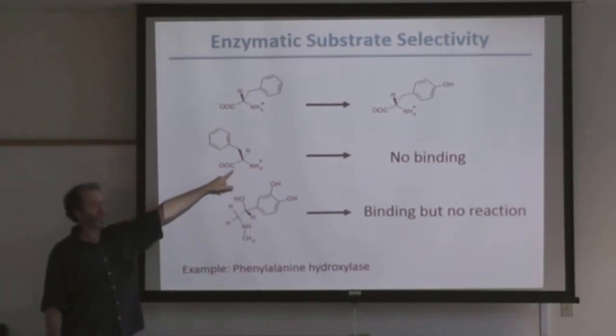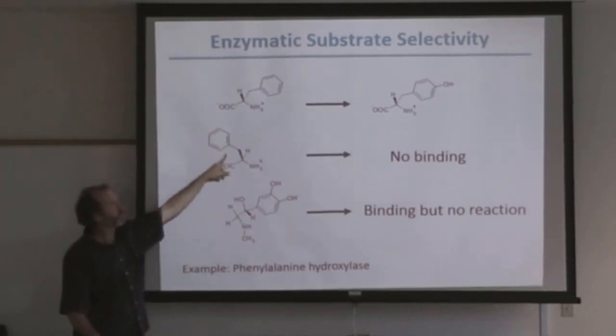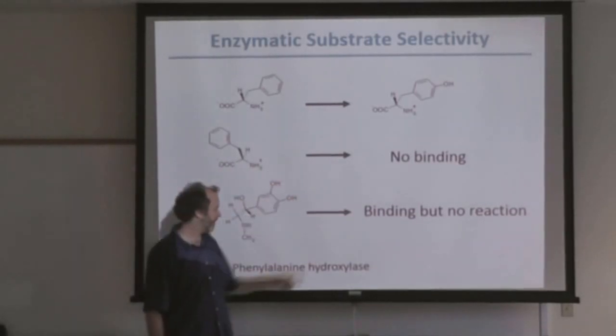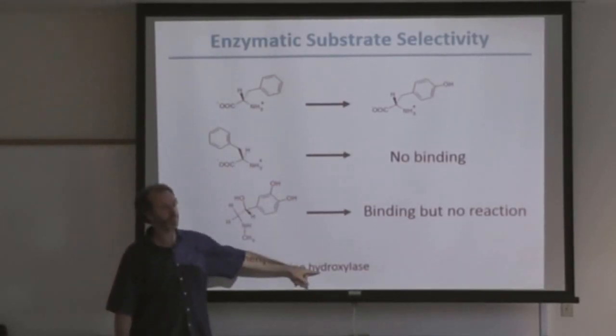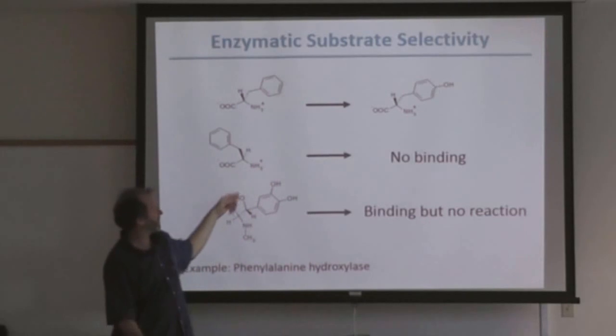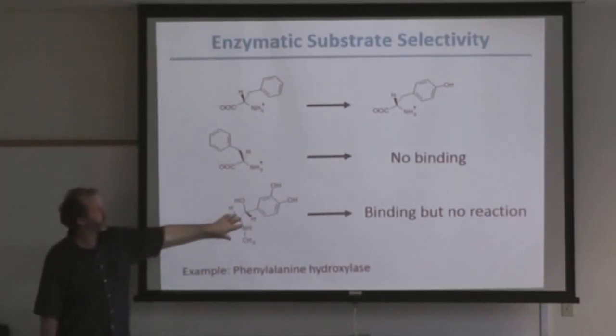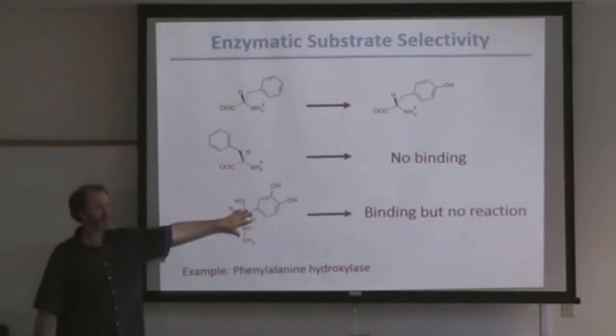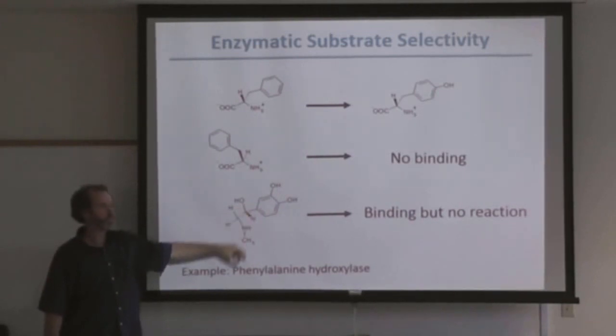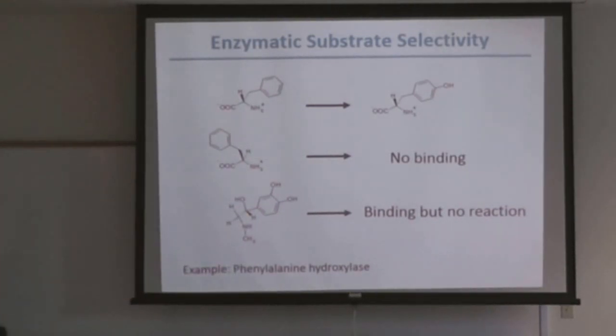Do you know what this one is? It's almost the exact same thing. No, it's the stereoisomer, right? So with this, you don't have any binding to the phenylalanine hydroxylase, because it's stereospecific. And in this one, you get binding but no reaction, so this would be a good enzyme inhibitor, right? So it's very specific and very selective for what it binds to.